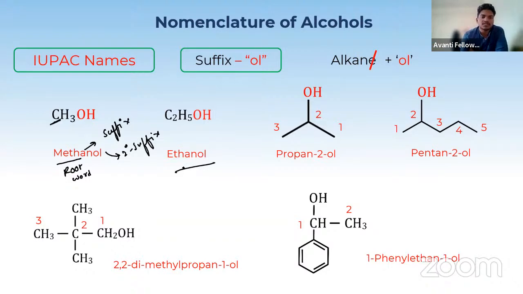Ethanol means two carbons are there, and similarly propanol, pentanol, and so on. I think you know how to name these kinds of compounds, where the hydroxy group is given first priority because it's a functional group. So you need to know the functional group priority order.